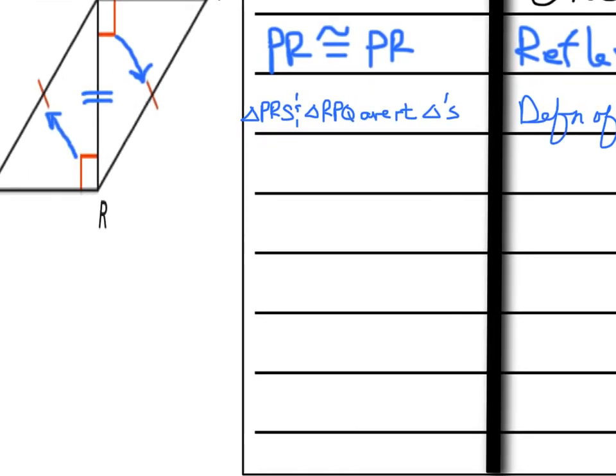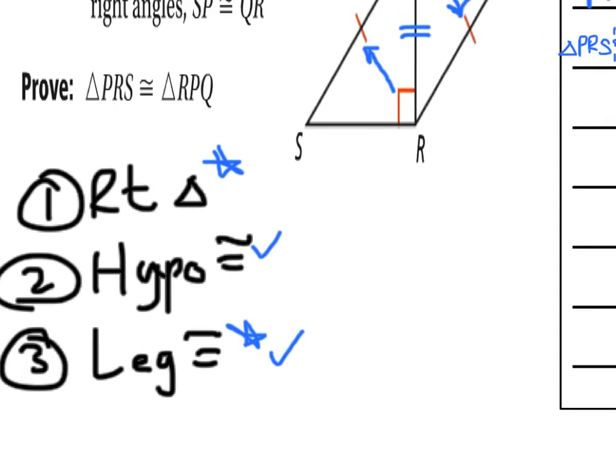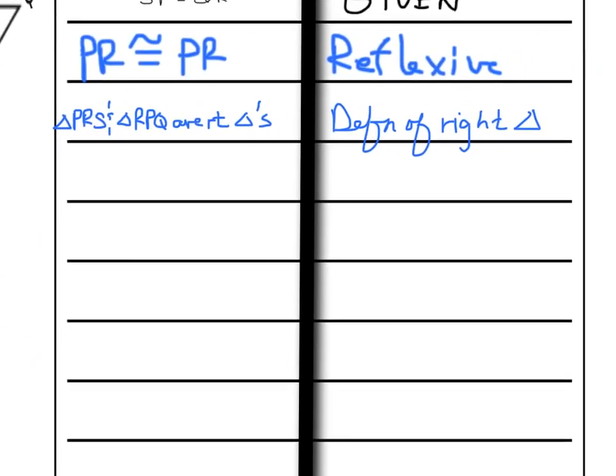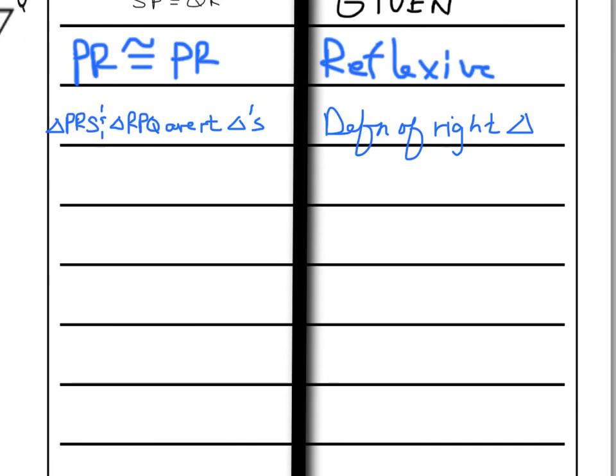So now I can go back to my list here. I can mark this off. Now I've got all three of these. Now I can say that triangle PRS is congruent to triangle RPQ by the HL theorem, or the hypotenuse leg theorem. Okay, so I'm able to say that again because I have a right triangle.